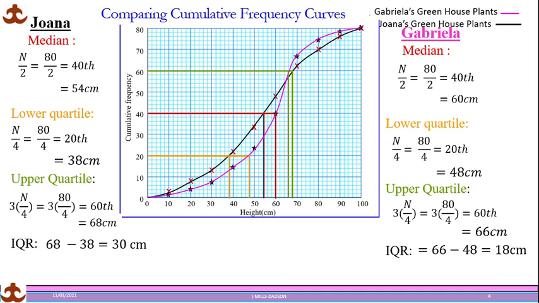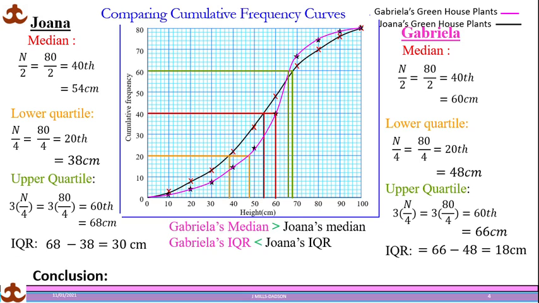We can now make some comparison. First, you can see that using the median, Gabriella's median, 60, is bigger than Joanna's median. That's one observation. Second observation, interquartile range. Gabriella's interquartile range, 18, is smaller than Joanna's interquartile range of 30.